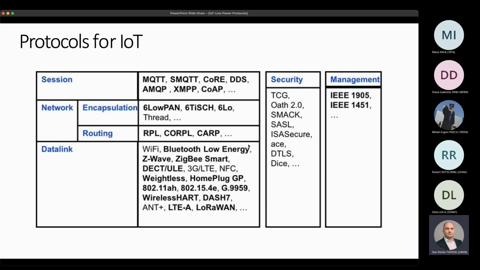So we talked a bit about CoAP, about MQTT, about AMQP, XMPP, and so on. These are session level protocols, so to speak. What I'm interested more about today is the data link protocols themselves.